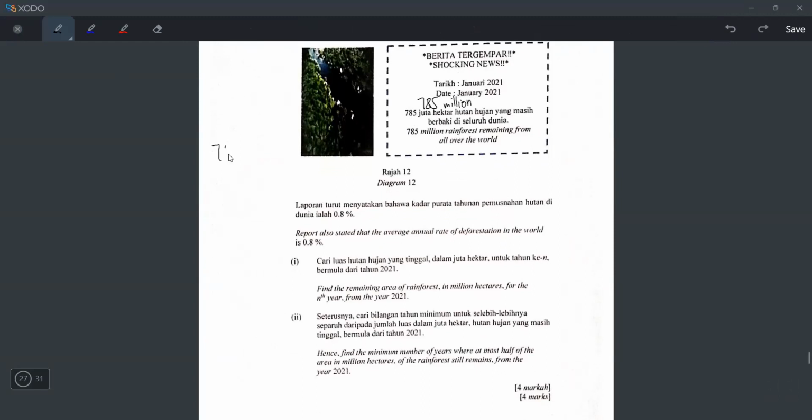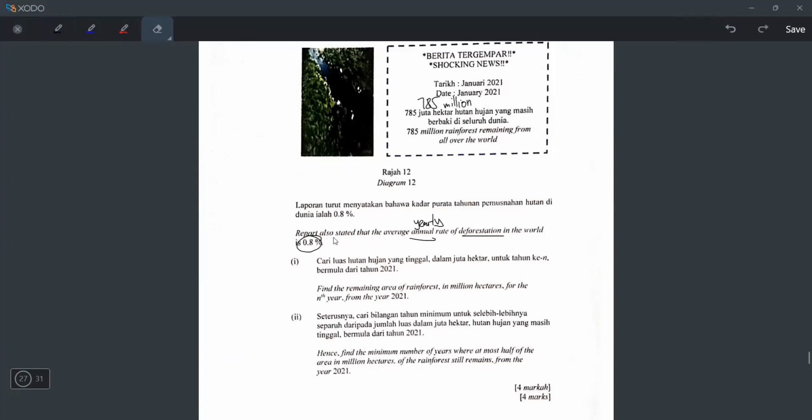If million means 6 zeros, like 1, 2, 3, 4, 5, 6 like this. So million rainforest remaining from all over the world. And then they say the report stated that the average annual, means yearly, means 1 year, deforestation, means it will decrease in the world, is 0.8%. So if it's decreased 0.8%, I have to take the 785 million times 0.8%, equals, and then take the 785 minus the answer.